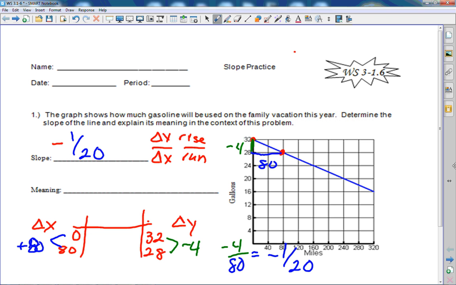Now, when it's asking you what is the meaning of the slope, I want you to start off with y per x. It's the easiest way to do it, and I know that this is my x, this is my y. Well, what's on the y? Gallons. So I have gallons per, and my x is miles. So the meaning of the slope is it's negative 1 over 20 gallons per mile. So you're using that many gallons for each mile.